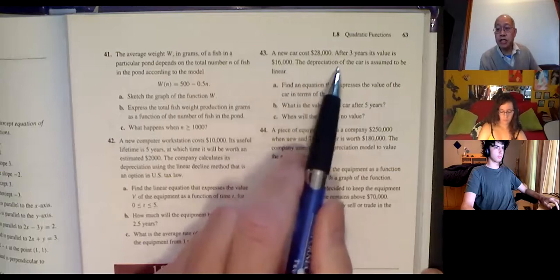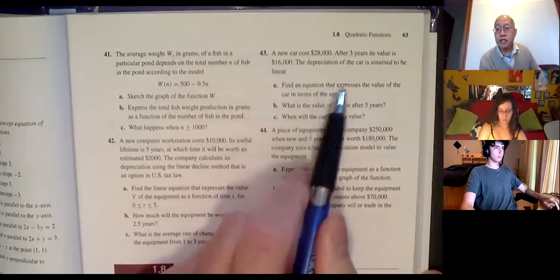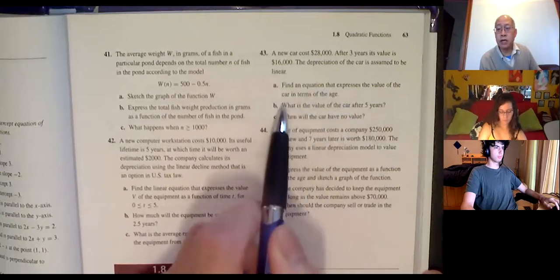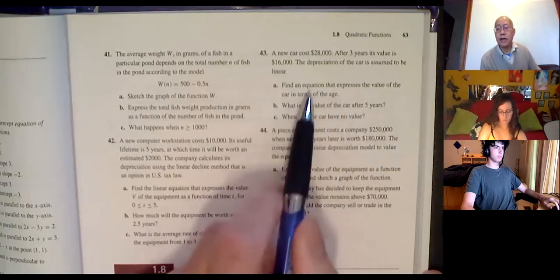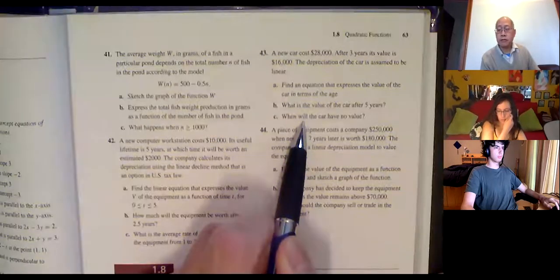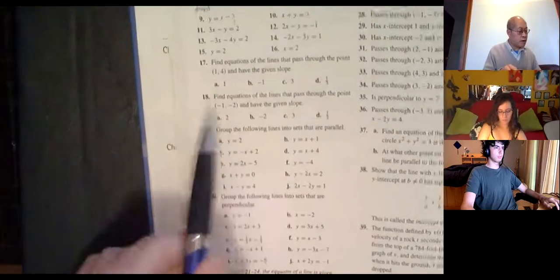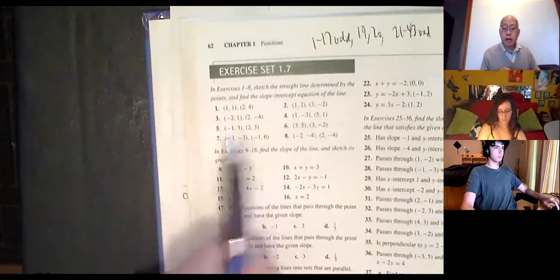The depreciation of the car is assumed to be linear. Find an equation that expresses the value of the car in terms of age. What is the value, and so on. Okay, so the hardest part is to do A. Once we find A, B and C will follow along pretty easily. So essentially, I'm changing this problem into something like problem number 3, where I have 2 points.